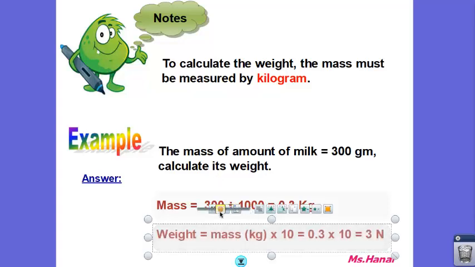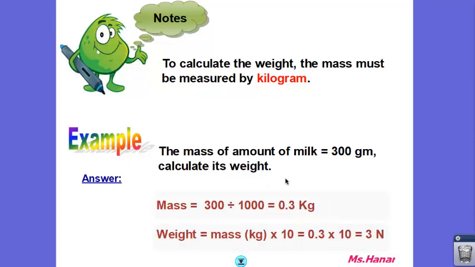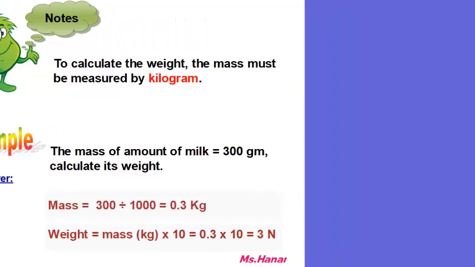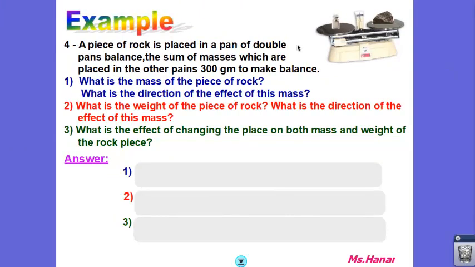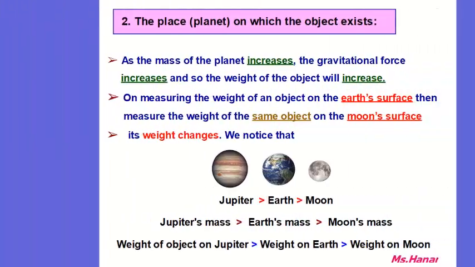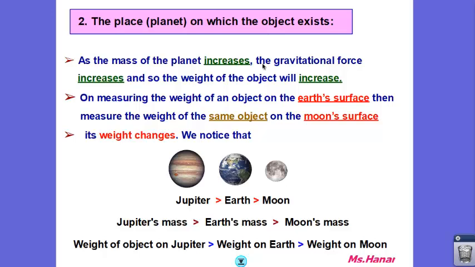The second factor which affects the weight is the place or the planet on which the object exists. You see Jupiter, Earth, and Moon. Moon isn't a planet, but is a place different than Earth. Okay, Jupiter is the biggest planet, so its mass is bigger than Moon and Earth. So the attraction and the gravity of Jupiter is bigger than the gravity of Earth and the gravity of Moon.